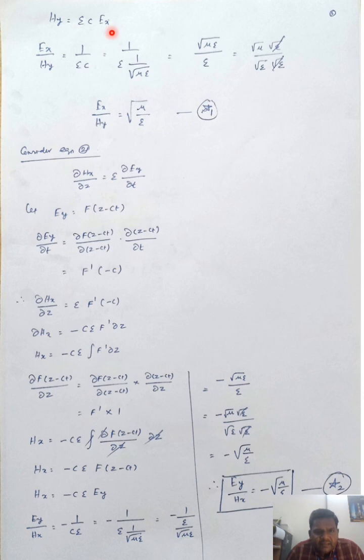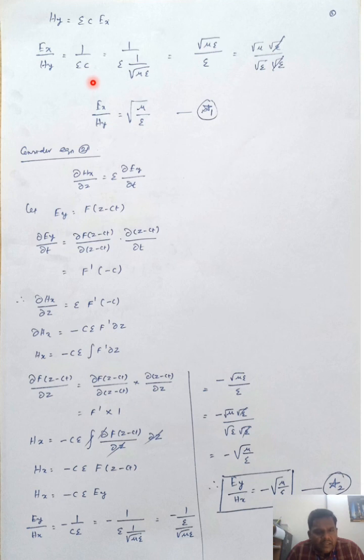I am rewriting it in a suitable way, in such a way that we are going to derive the relation between the electric and magnetic field densities. So taking this Hy on the right hand side and the epsilon c on the left hand side, it will be written like this: Ex by Hy is equal to 1 by epsilon c.